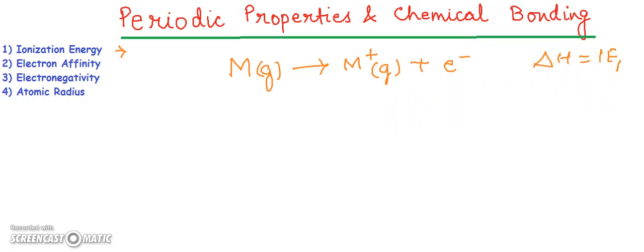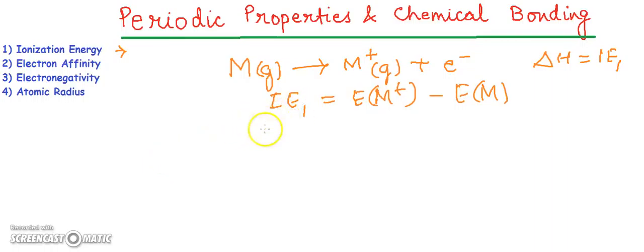So we have the first ionization energy here. How will you define it? IE1, the first ionization energy, is the energy of the gaseous form of the metal ion minus the energy of the metal atom. Fine.